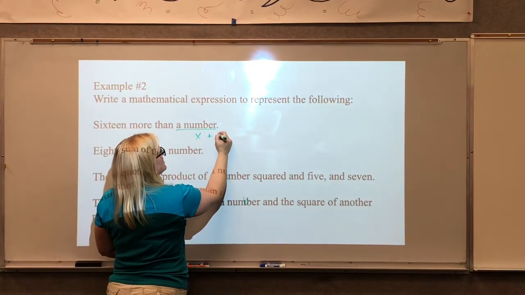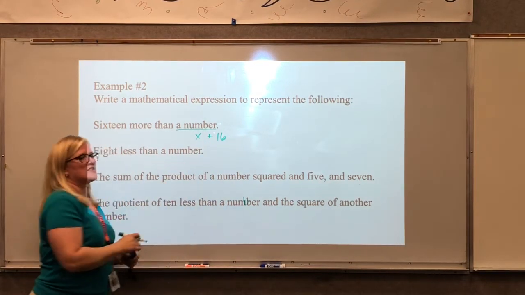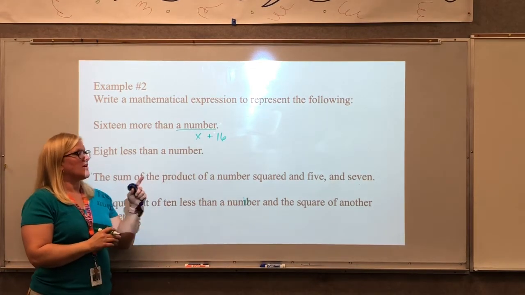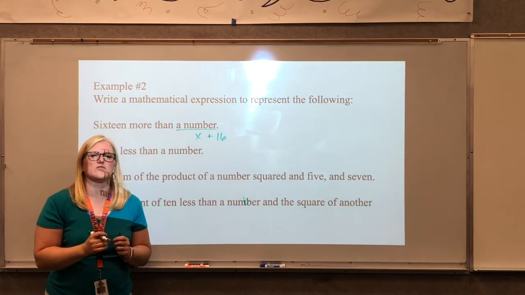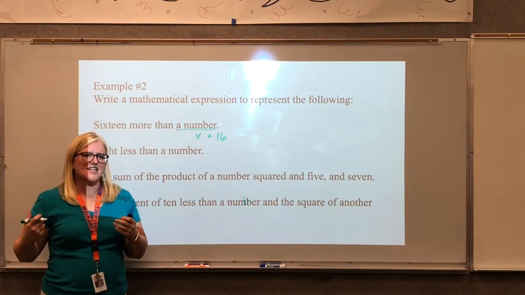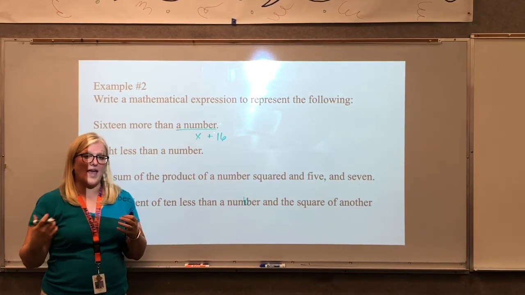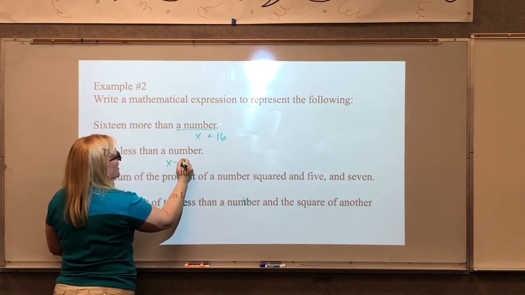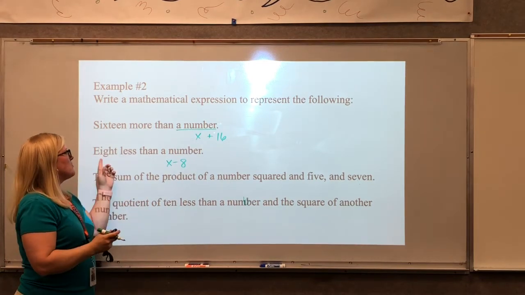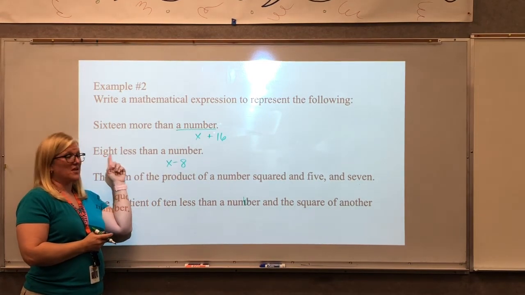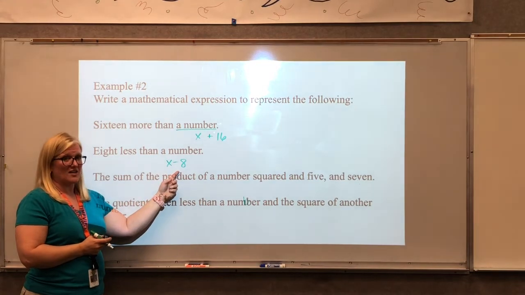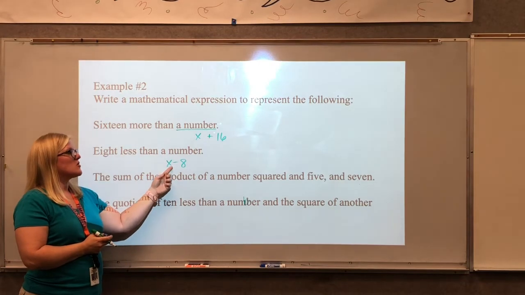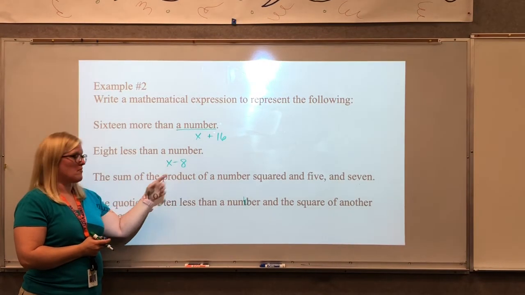So I've got x plus 16 for that one. Okay, 8 less than a number. Now these are the ones that get a little confusing. It's 8 less than a number, so it means I'm taking 8 away from it. So I've got my number, and I'm taking 8 away. Don't be confused by putting the 8 first, because 8 minus x is really different than x minus 8, unless we're taking the absolute value, which we're not. Okay, so it's 8 less than a number.